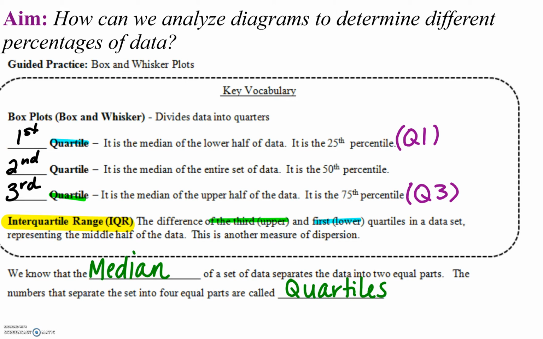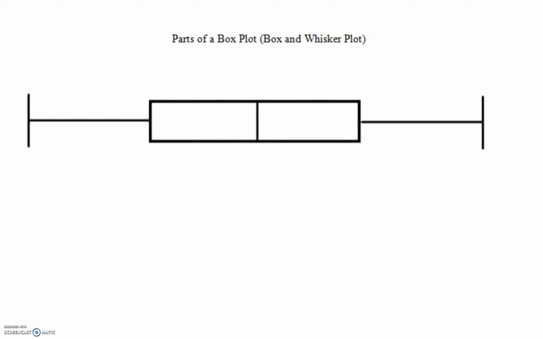Your interquartile range, or your IQR, is the difference between the third and first quartiles. This you're going to actually need to memorize. That IQR is equal to Q3 minus Q1. So now let's look at the parts of a box plot.